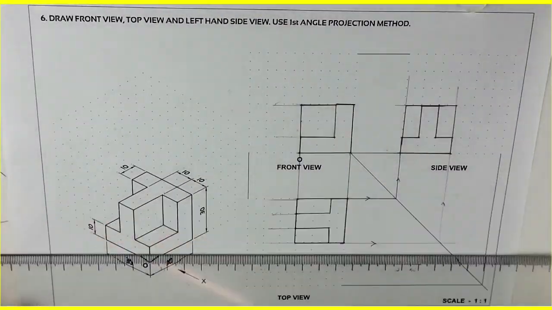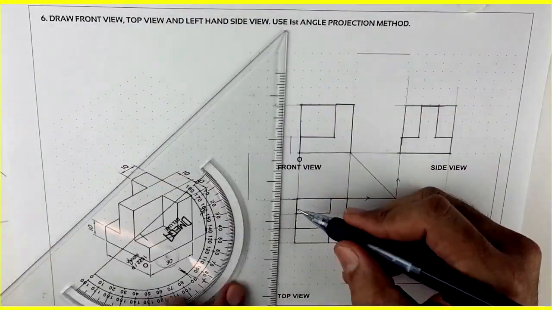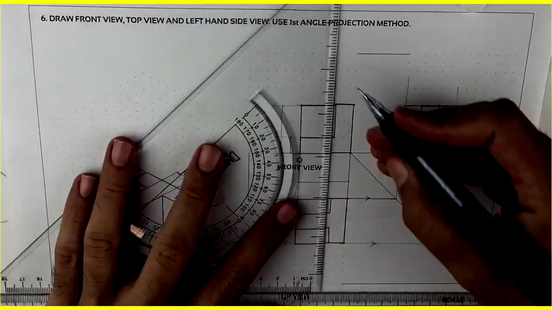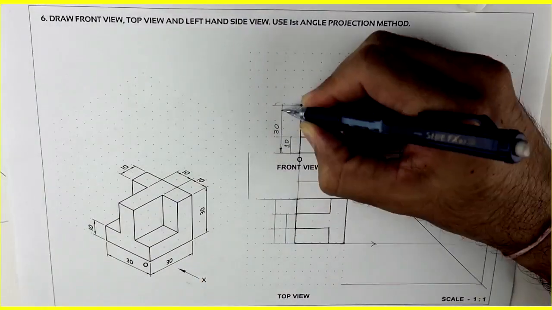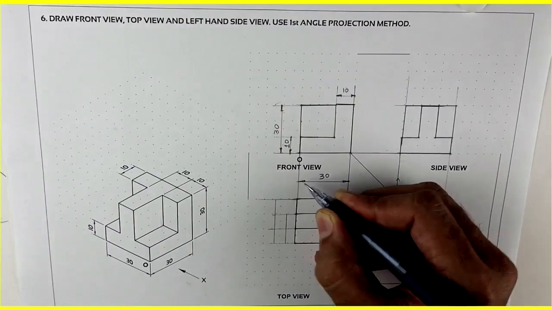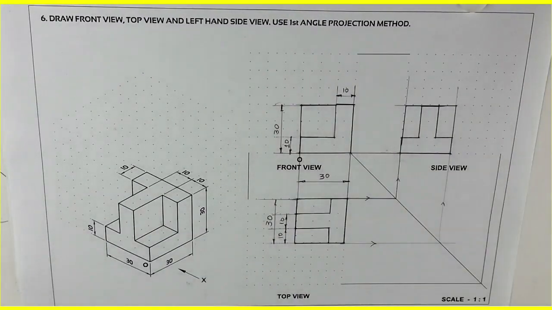Now we will do dimensioning. Make sure that you take the smaller dimension inside and the bigger one outside. See, like this. 10 inside and 30 outside.